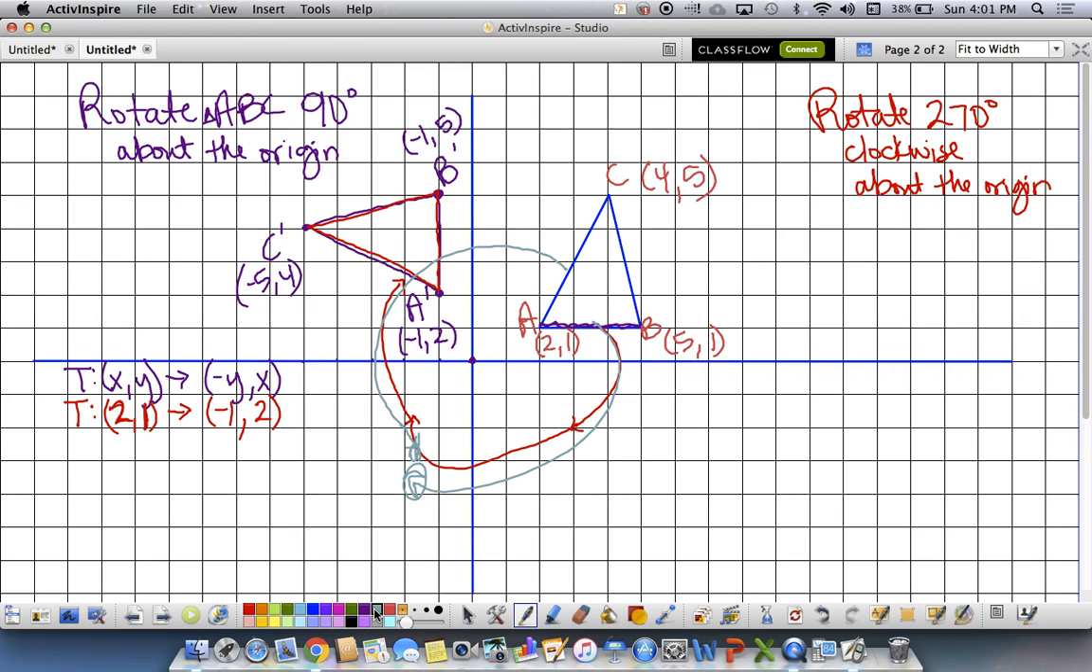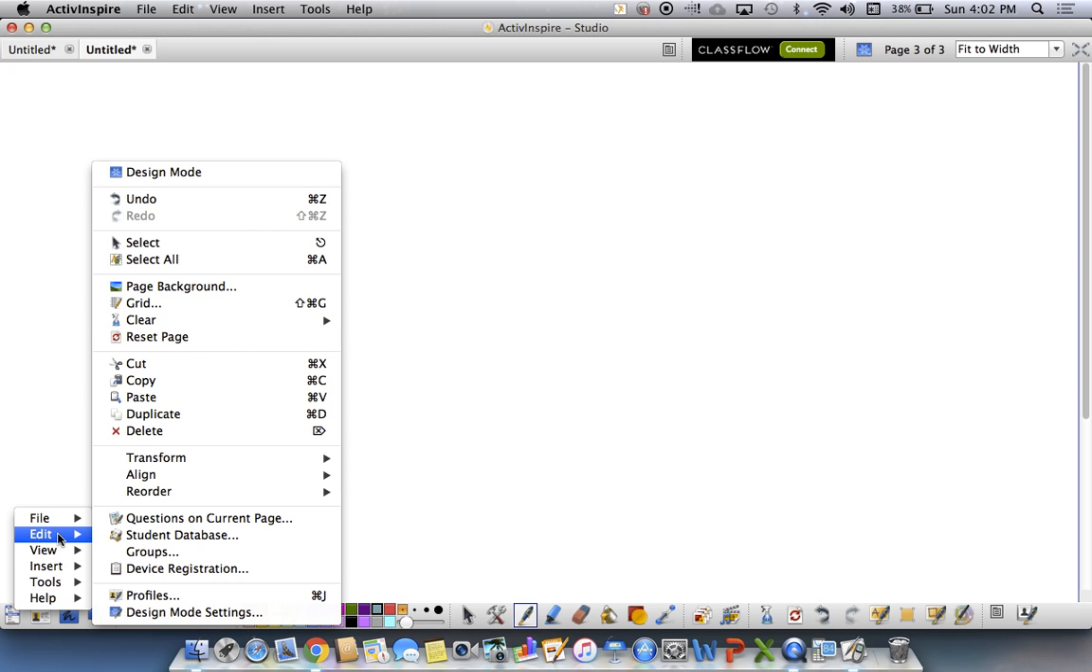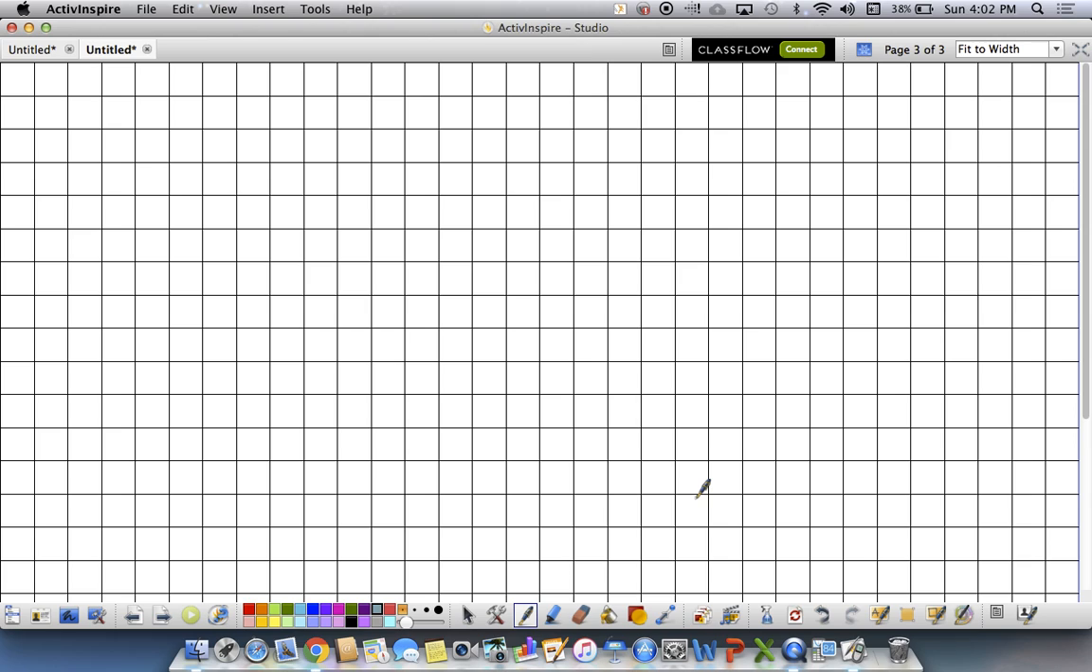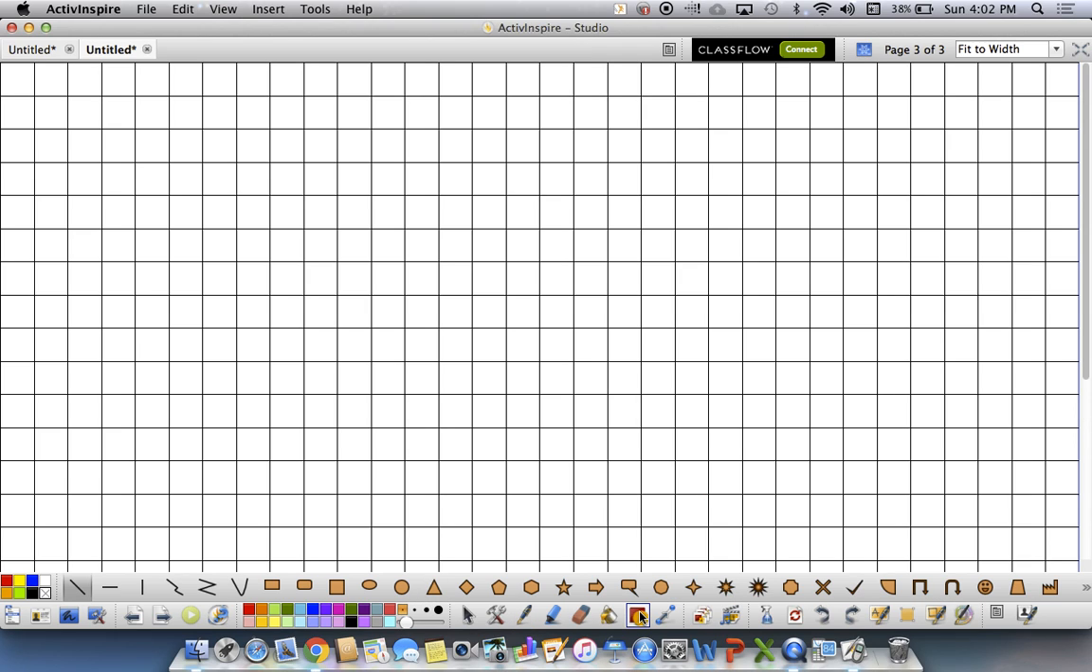All right. Should we do another one? Trying to keep these shorter. But I feel like I need to do one more, which I didn't do a graph page for. So I will. Because if you're doing transformations, you almost have to have graph paper.